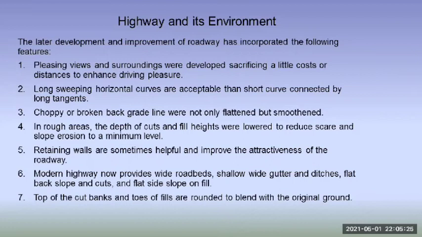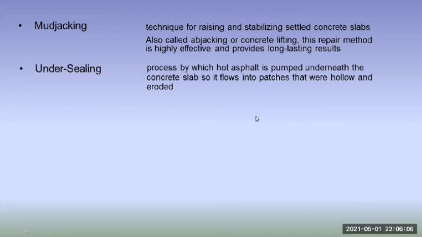Number four, in rough areas, the depth of cuts and fills, heights were lowered to reduce scars and slope erosion to minimum level. Number five is retaining walls are sometimes helpful and improve the attractiveness of the roadway. Next is modern highway now provides wide road beds, shallow wide gutters and ditches, flat back slope and cuts, and flat side slope on fill. Next.